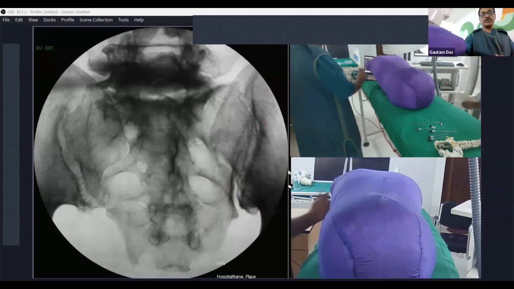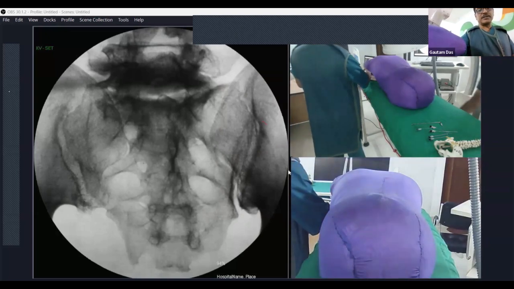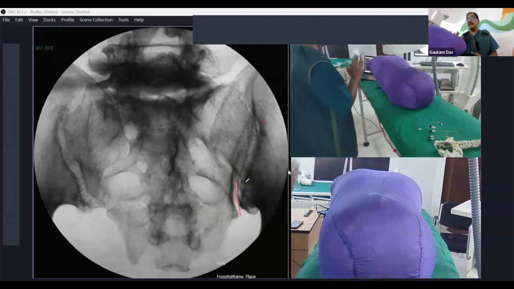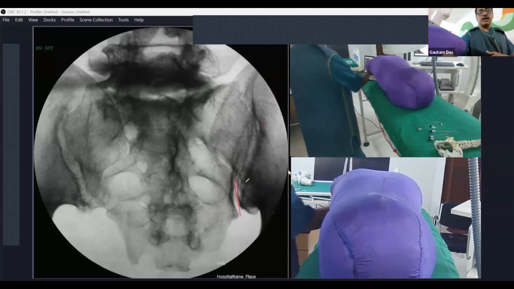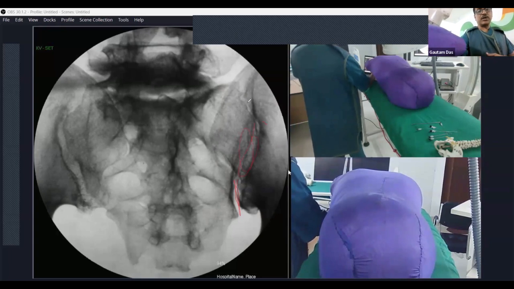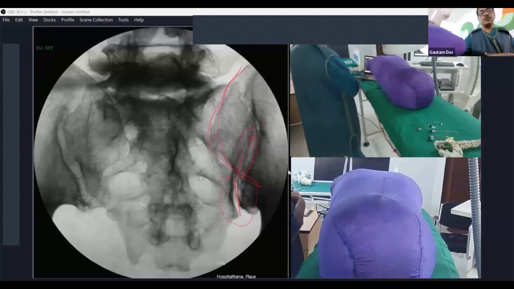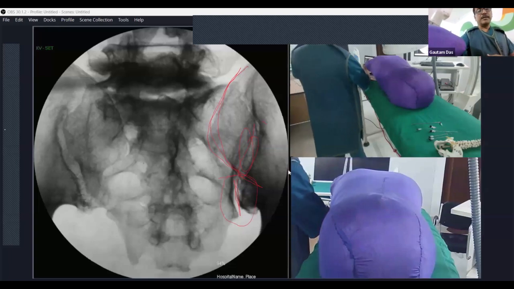You see, now this two joint line has completely merged. Initially we could see the medial border and the lateral border of the sacroiliac joint. Now the medial and lateral border have merged together, and this is my target. I cannot reach this part because it is covered by the iliac crest. So my target will be here, the inferior most part of the sacroiliac joint. Everybody understood it?